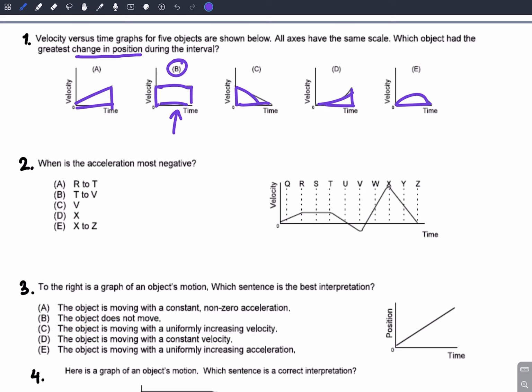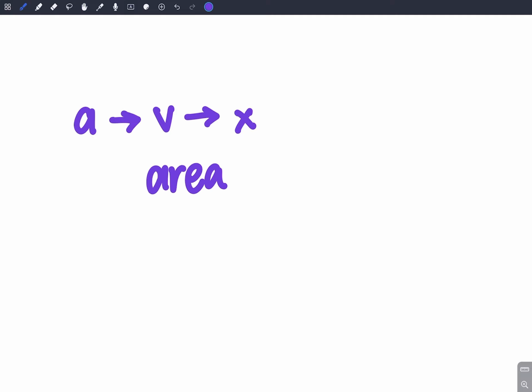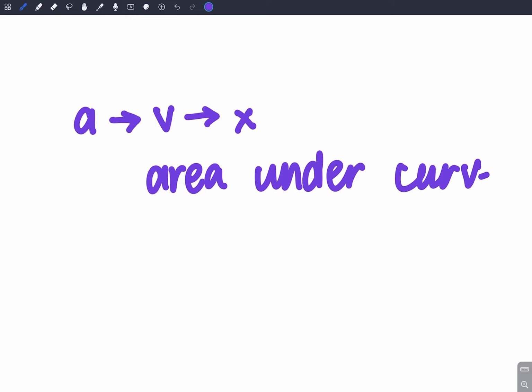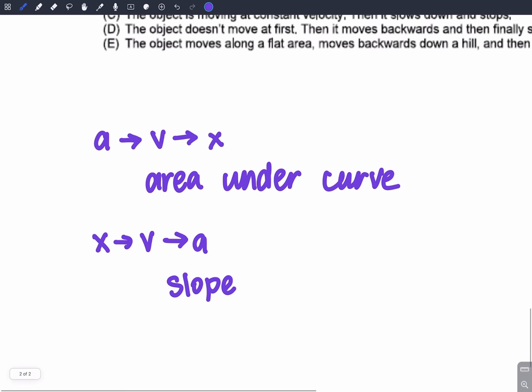Now, let me just write this down. When we're going from acceleration to velocity, or from velocity to displacement, we can use area under the curve. When we're going the other way around, which is from displacement to velocity, and from velocity to acceleration, we can use slope. Okay, so just remember this when you're looking at graphs.